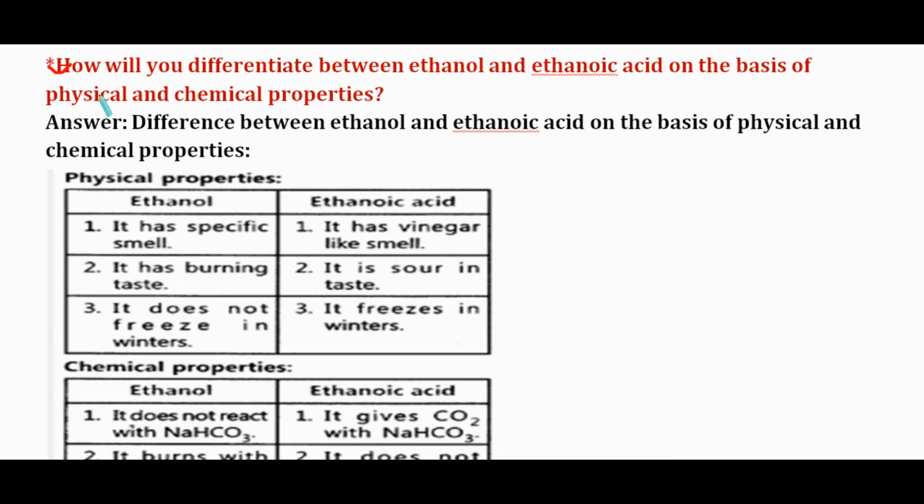The next question, how will you differentiate between ethanol and ethanoic acid on the basis of physical and chemical properties? This is the difference. First of all, physical properties. Ethanoic acid has a specific vinegar-like smell, a burning and sour taste, and it freezes in the winters, while ethanol does not freeze in the winters.